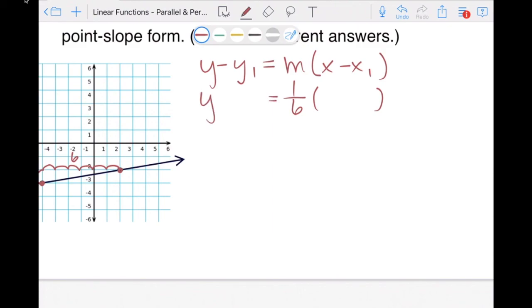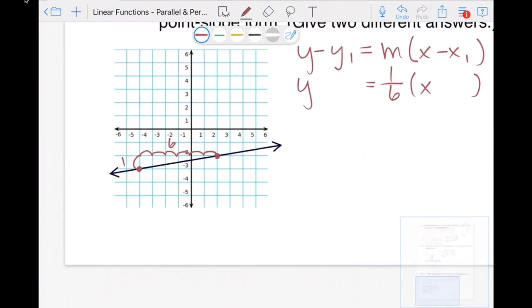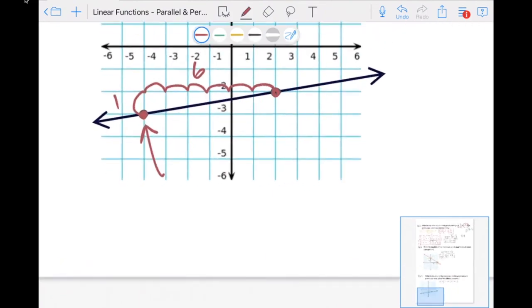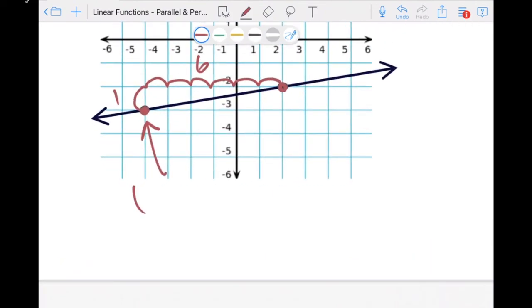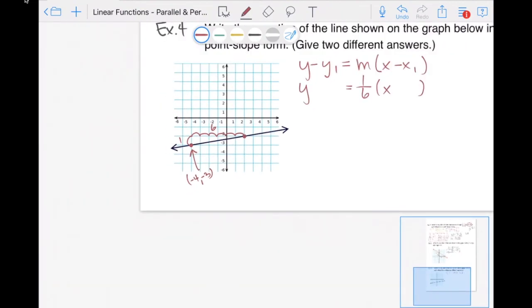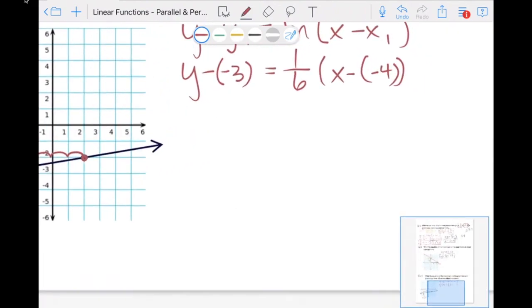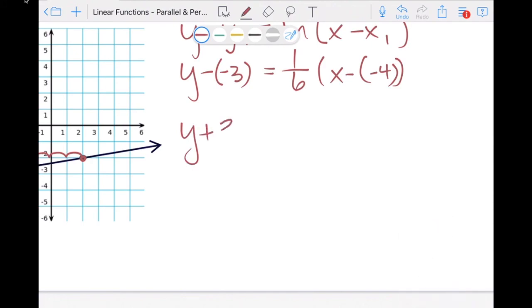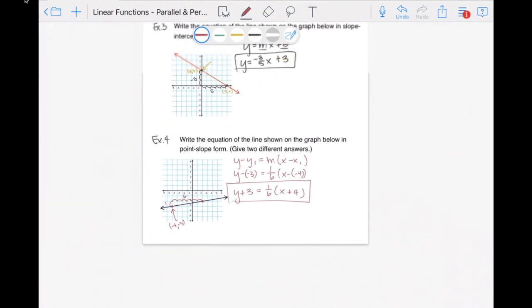And then we can identify one of the 2 points. I'm going to go ahead and do this point right here, and that point is (-4, -3). And I can plug that into point-slope form. So y minus negative 3 equals 1/6 times the quantity x minus negative 4. So let's go ahead and clean that up a little. So y plus 3 is equal to 1/6 times x plus 4. So that's one of the equations. I want you to tell me the other one.